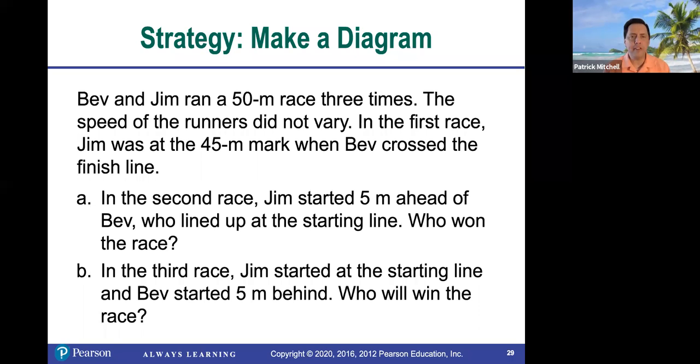So we have 2 questions about this. In the second race, Jim started 5 meters ahead of Bev, who started at the starting line. So the question is, who won that race? And in the third race, Jim started at the starting line, and Bev started 5 meters behind. Who will win that race? It almost sounds like B and A are the same thing, doesn't it? So let's see if they have the same answer.